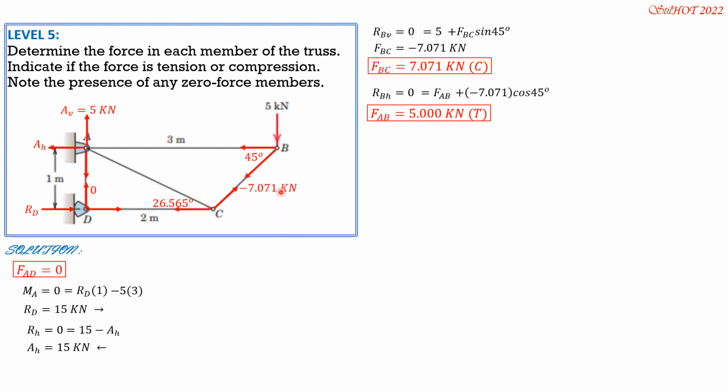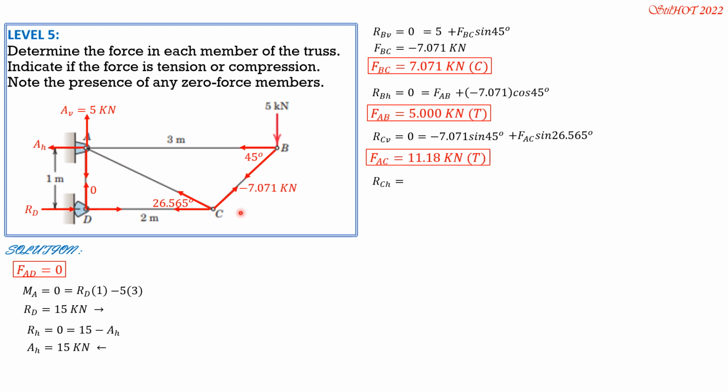and put the value. This is FCD and this is FAC. We name the member in alphabetical order. So to get rid of simultaneous equations, again, RC vertical equals 0. And that consists of FAC sine 26.565 plus negative 7.071 sine of 45. It is upward, but its sign is negative. So negative 7.071 sine 45 plus FAC sine of 26.565. So FAC is positive, 7.071 sine 45 over sine 26.565, and that is 11.18 kilonewtons tension.